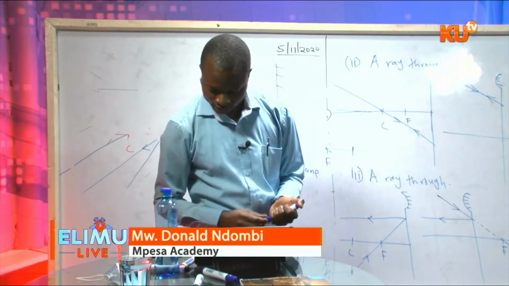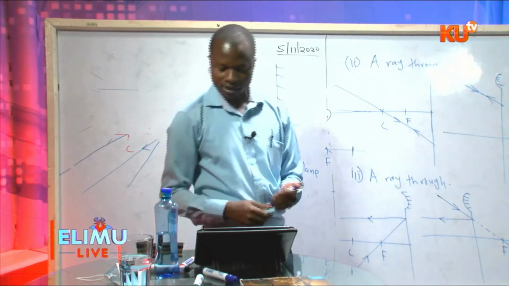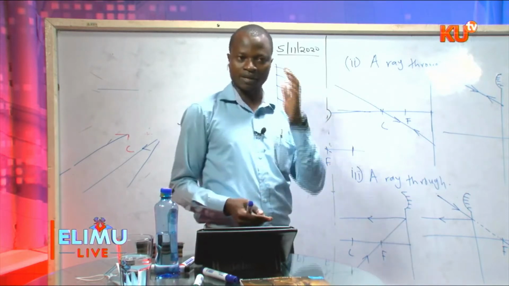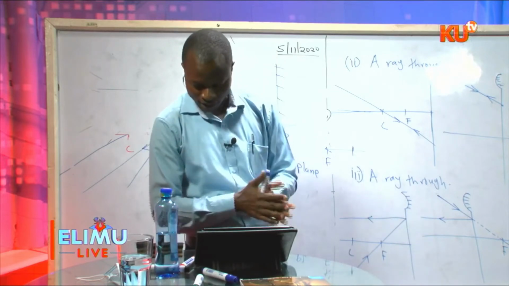The next one is: explain why frying pans are fitted with wooden handles. That one is not on this topic, but wood is a bad conductor. That's Sheila from Kakamega.